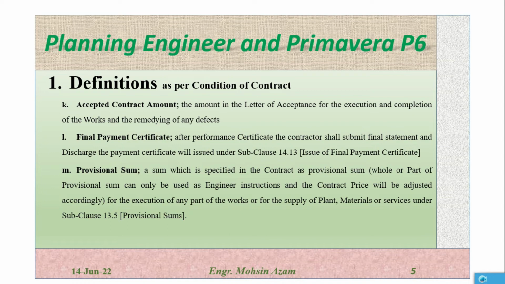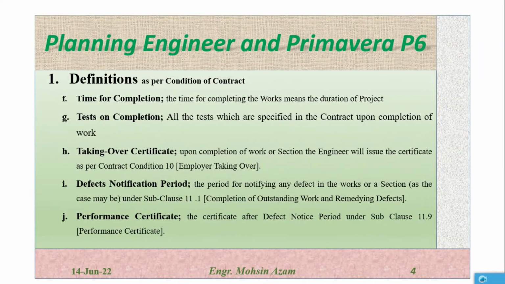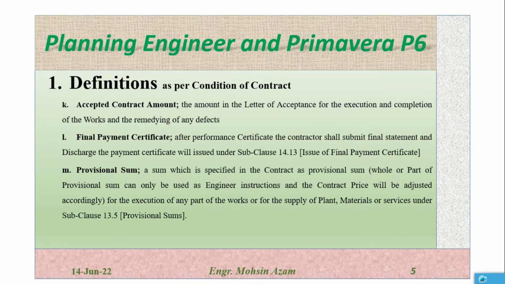So the contractor will submit monthly payments, and at the end, the contractor shall submit the final statement. The final statement should include all the interim payments and discharge. The payment certificate will be issued under subclause 14.13, issue of final certificate. So the final payment certificate should be issued after the performance certificate. So once the contractor gets the performance certificate, he has to submit the final payment certificate, which consists of the final statement of the project.